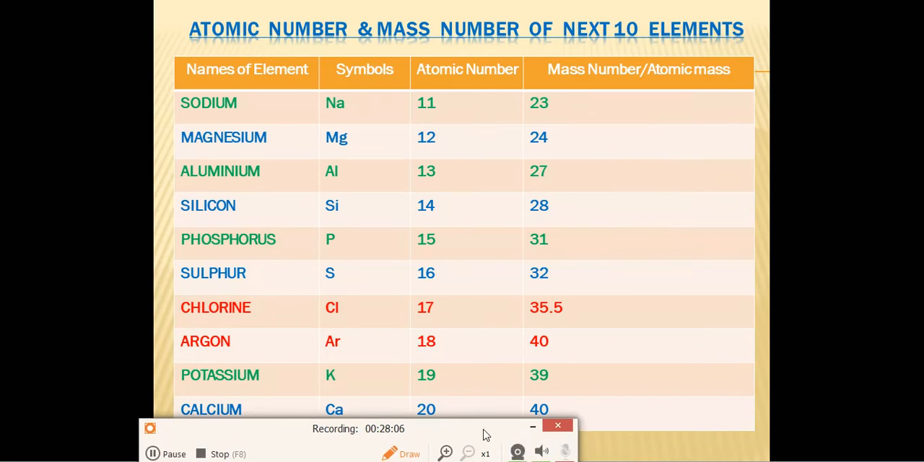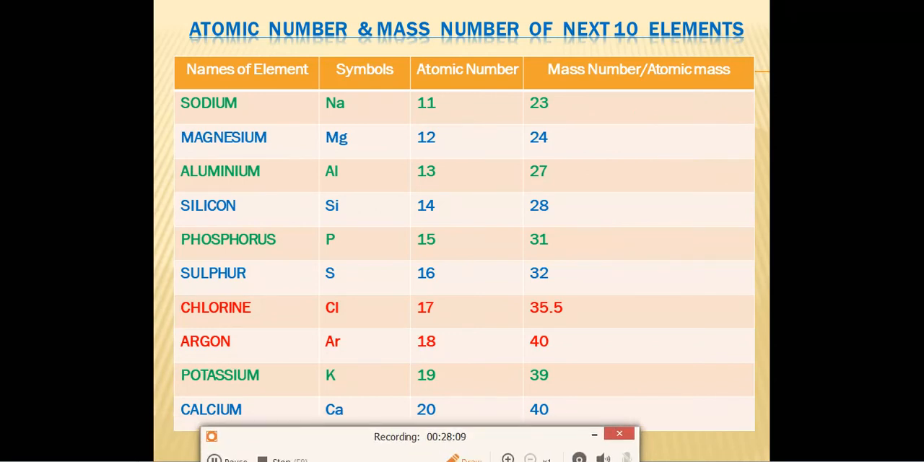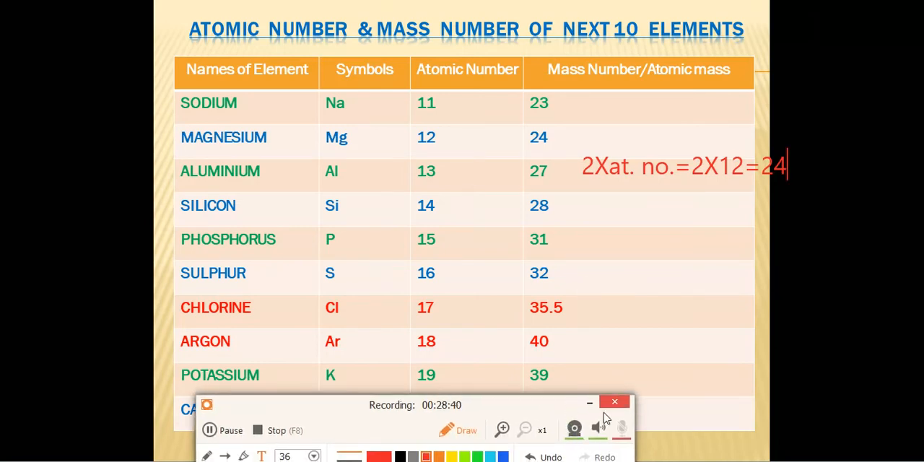Okay. Like this, you can calculate the atomic mass of magnesium. Magnesium is having atomic number 12, which is the even number. So which formula will we use? 2 into atomic number. So what is the answer in this case? 2 into 12. How much you will get? 24 is the answer. Okay. So it is like this. You can calculate the atomic mass of the elements having the even atomic number.